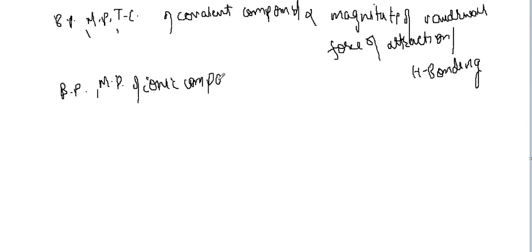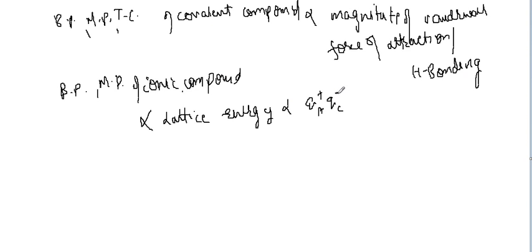Now for the boiling point, melting point, and critical temperature of ionic compounds, they are directly proportional to lattice energy. The lattice energy formula is given by the charge on cation times the charge on anion, divided by the radius of cation plus the radius of anion.